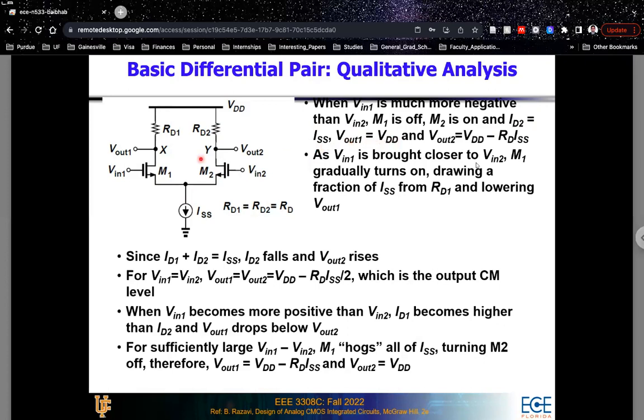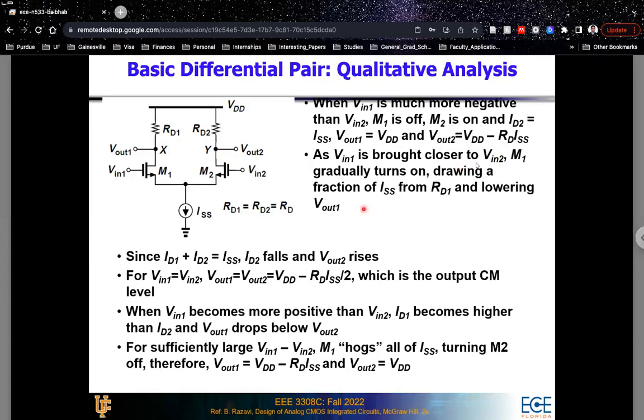Vout1 will be equal to VDD. The DC output voltage at terminal X will be equal to VDD. Again, why is that? Because you know that the voltage at this terminal is equal to VDD. There is no current flow in this branch, which means that there is no voltage drop across RD1 in this branch. So whatever voltage was present at the top terminal of RD1 will be the voltage at the bottom terminal of RD1. So Vout1 will be equal to VDD. Vout2, on the other hand, will be equal to VDD minus the current flowing through this branch times the RD2 resistance. So Vout2 will be VDD minus RD times ISS.